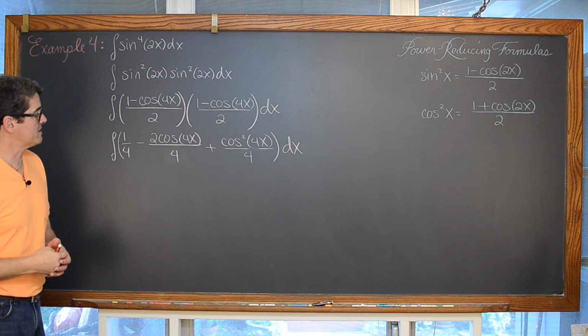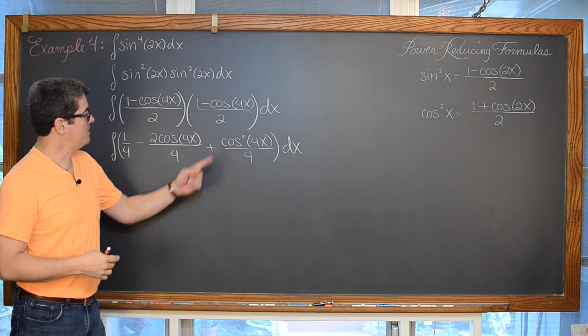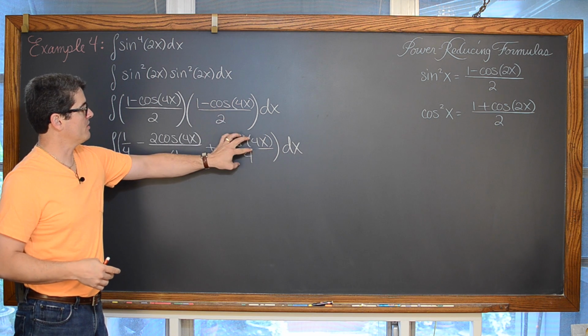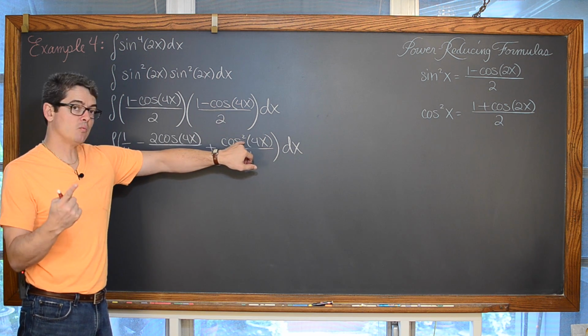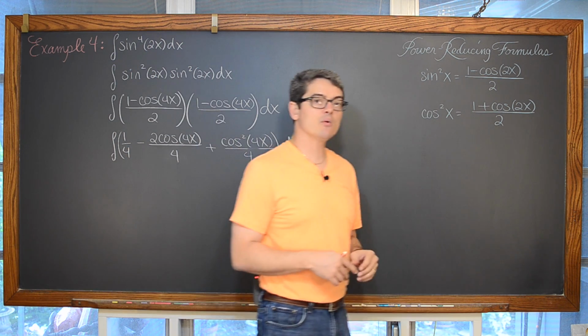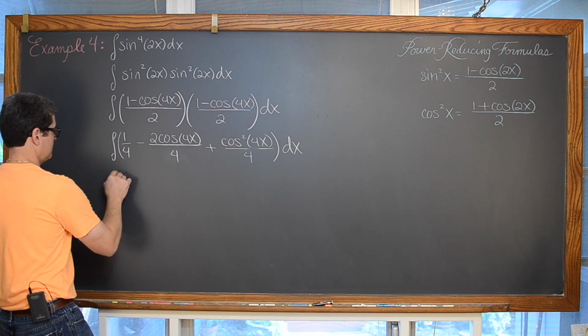Great, I went ahead and did that, but as you can see, we still have a cosine squared. We still have that term that has just the one trig function with an even power on it. So we're going to go ahead and apply that power reducing formula one more time.